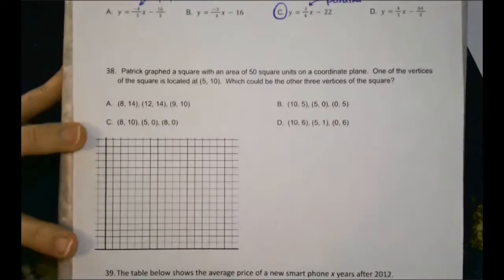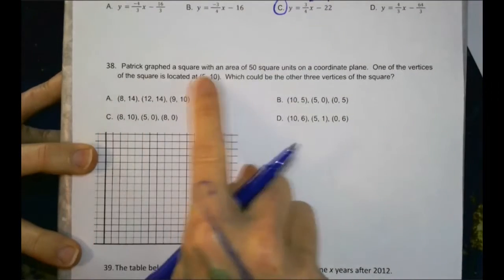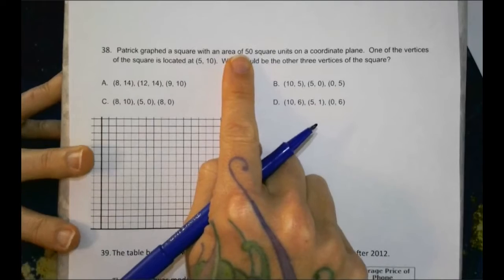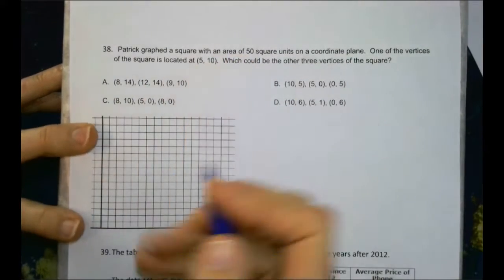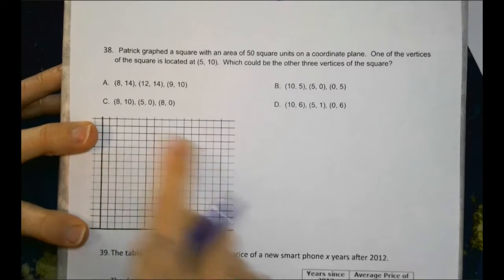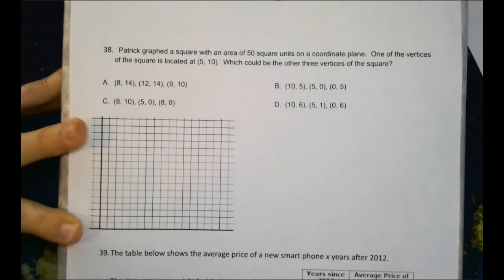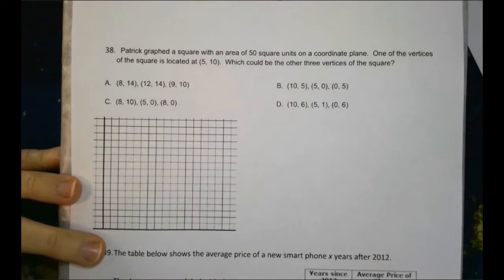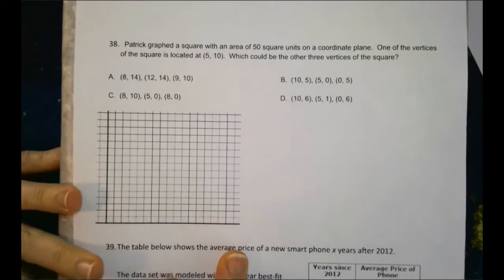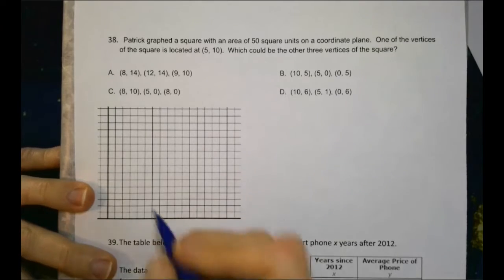Moving right along. Number 38, Patrick graphed a square with an area of 50 square units on the coordinate plane. One of the vertices of the square is located at 5, 10. So we're going to use our graph. Remember, you're not going to have necessarily a set graph. You're going to use your large graph paper. You're going to fold it down so it's not overwhelming. And you're going to double count it to make sure you don't mess up, because all those tiny squares can make it a little daunting to make sure we get to the right number.